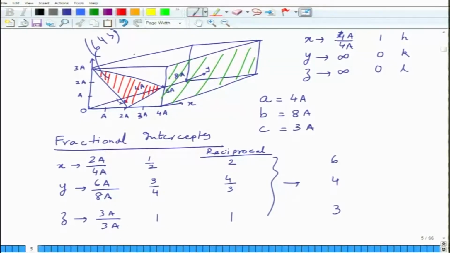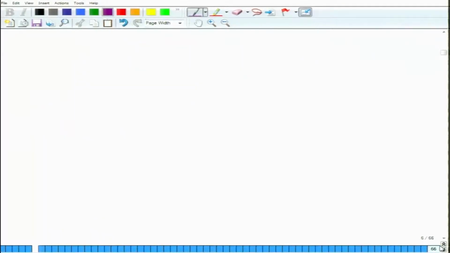Likewise, if you look at this plane, this is parallel to the y and x axes. It has an intercept of 1 on the z axis. So, this will be 0, 0, 1. Similarly, the one on the front will be 0, 1, 0. So, this is how you determine the crystallographic plane.